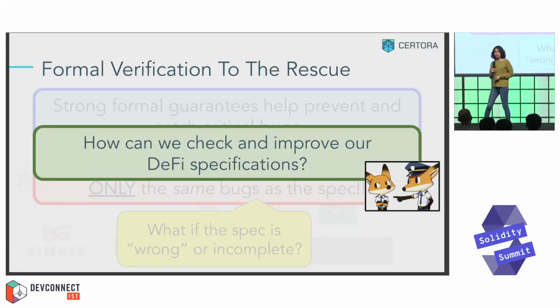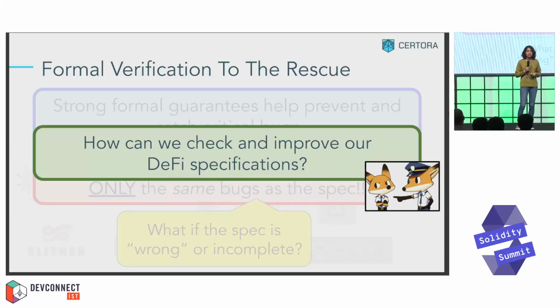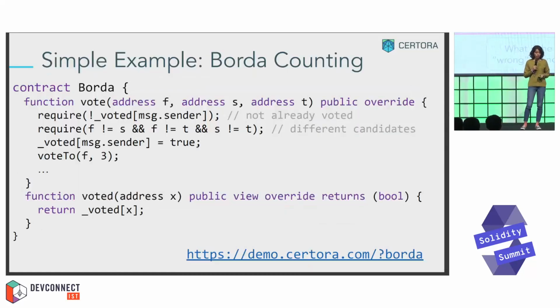So what do we do in this situation? Is there a way to make sure that our specification doesn't have small issues, or is not complete, or is just missing some properties that are relevant to your program? And the answer is yes, and that's what this talk is going to be about.